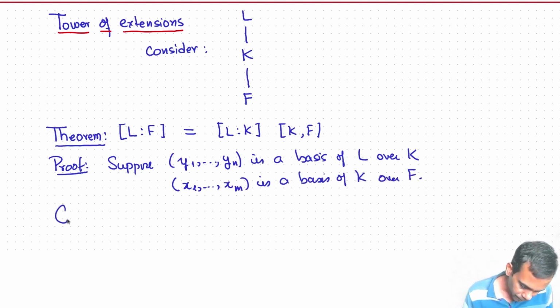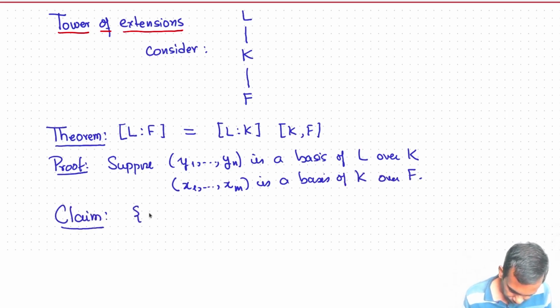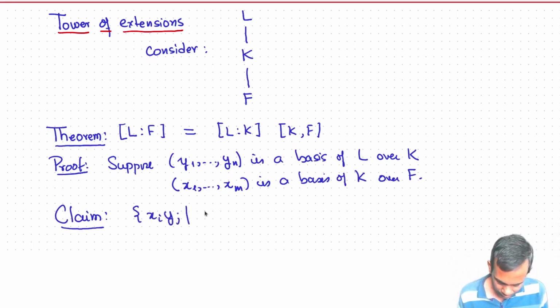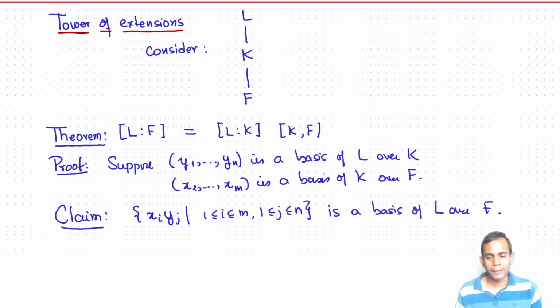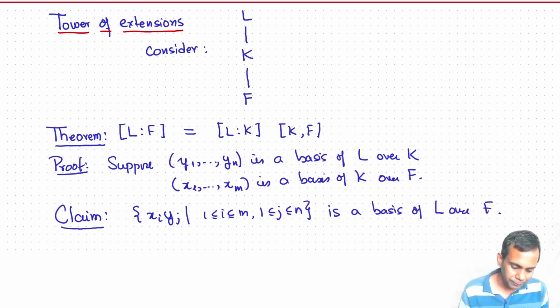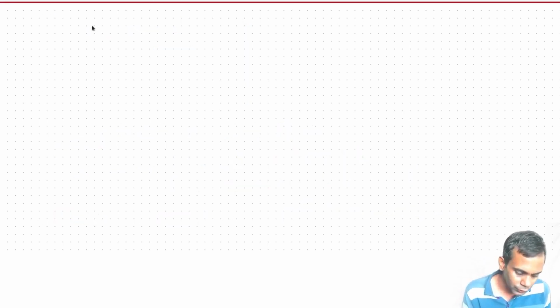My claim is that if you look at the set xi yj, where i goes from 1 to m and j goes from 1 to n, then this is a basis of L over F. You can try to prove this as an exercise. Just pause the video and try to do it. If you can't do it, then watch.